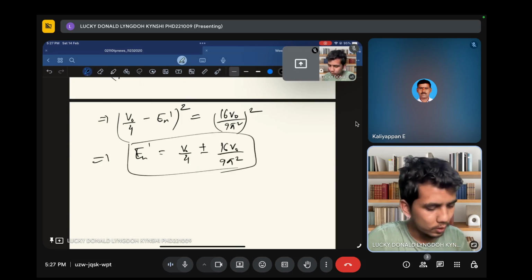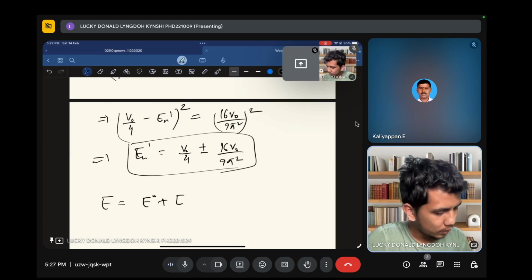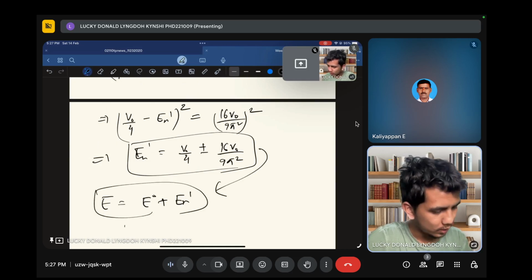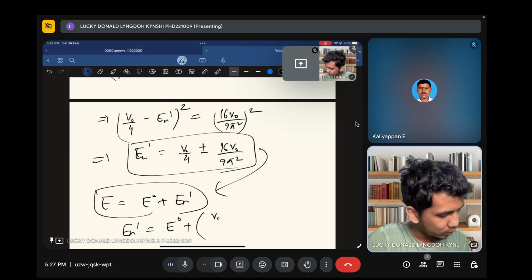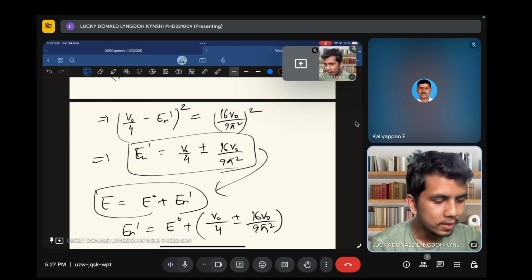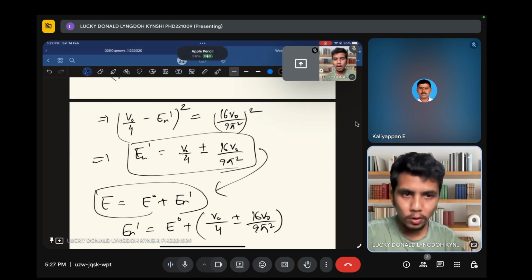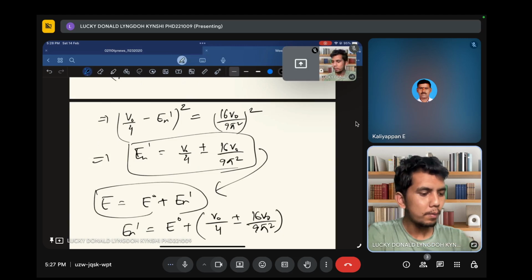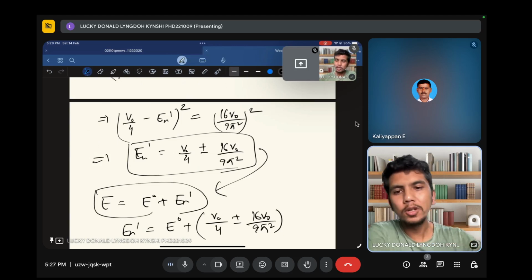Okay, so the original energy which you will get is E0 plus En1, where En1 is given by this one. So you will get En prime is equal to E0 plus V naught divided by 4 minus 16 V naught divided by 9 pi square. Okay, that is the correction term. So the idea is that if you have a perturbation, you will have the original energy plus the correction term energy. That correction term energy you have to solve based on the perturbation potential.